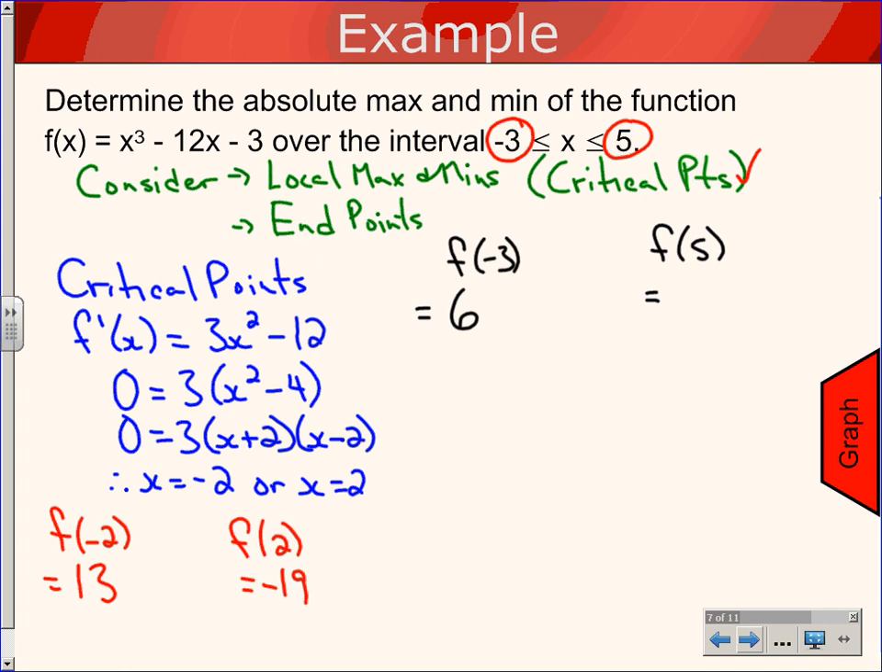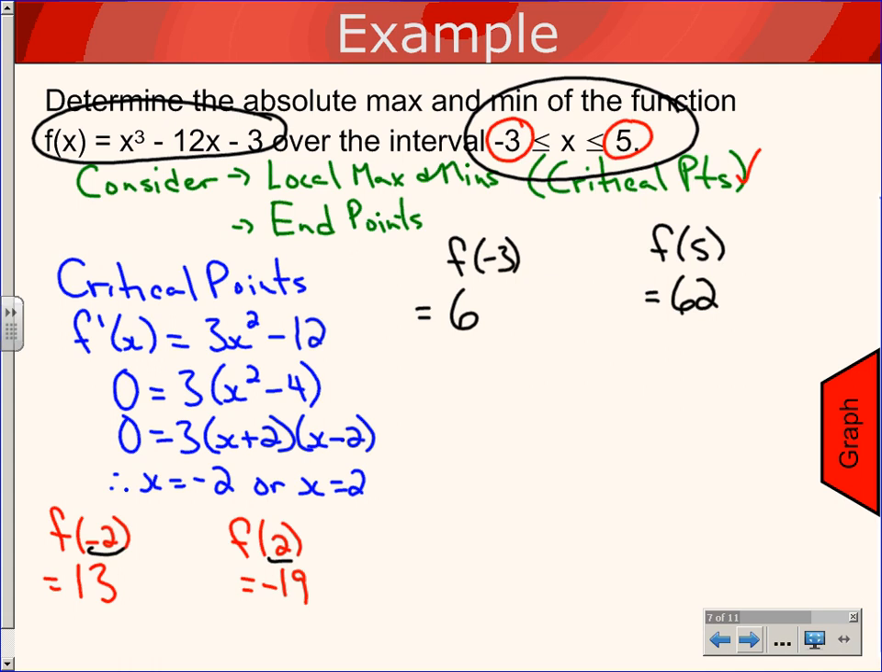5 cubed, minus 60. I get 62 for that one. I'm just subbing it into the function, right? Sorry, I didn't mention that. That's all I'm doing. We're figuring out the y value for particular x values. So based on this, we want to know the absolute max and the absolute min in those ranges, right? Oh, I should have mentioned too, minus 2 and 2 do fit into the interval we are considering, all right?